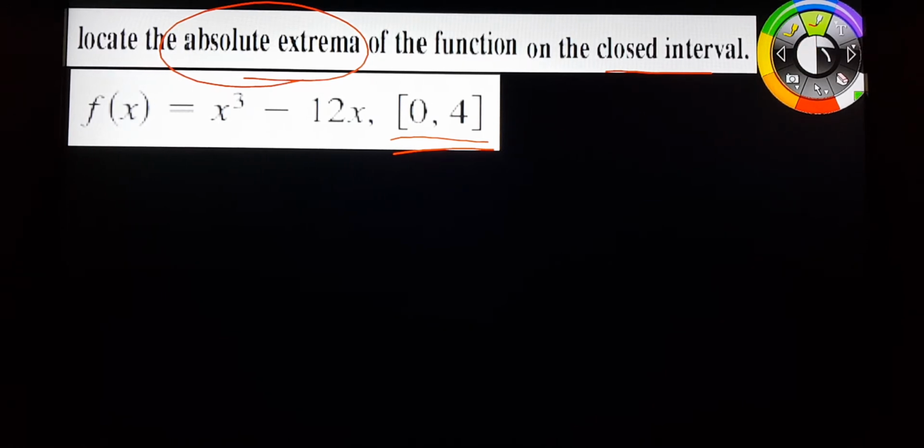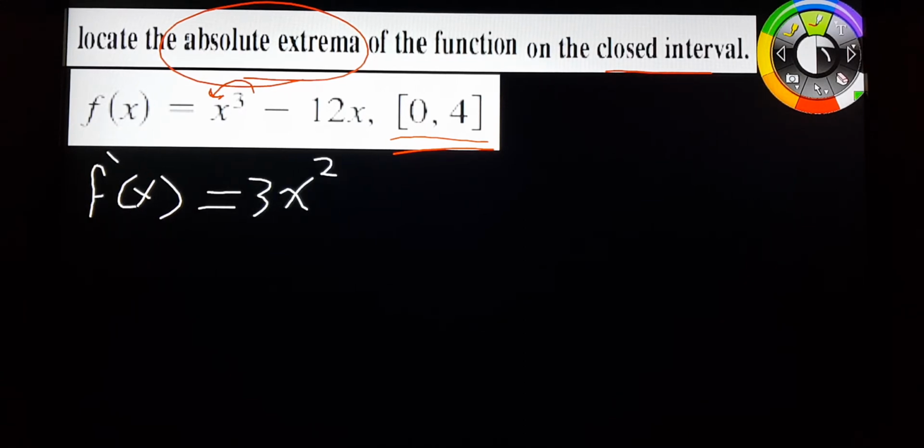To locate the absolute extrema, first of all, you need to derive the function. So we will derive the function here: x to the power 3, we drop the 3, so it is 3x, subtract 1 from the power, it is 2. Here it's 1 multiplied by 12, which is negative 12, and x will be cancelled.